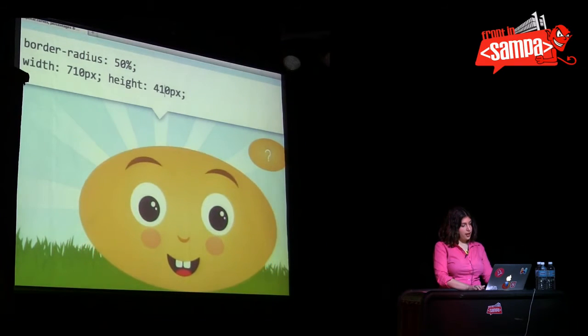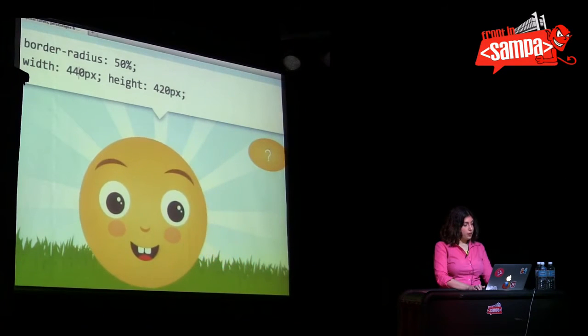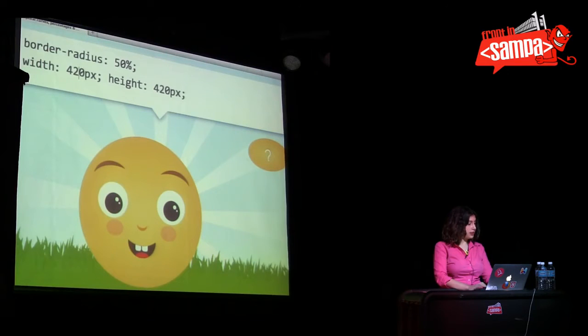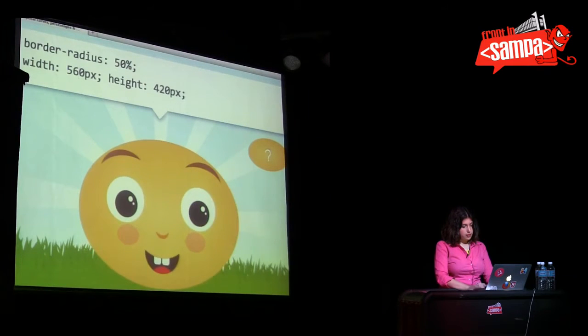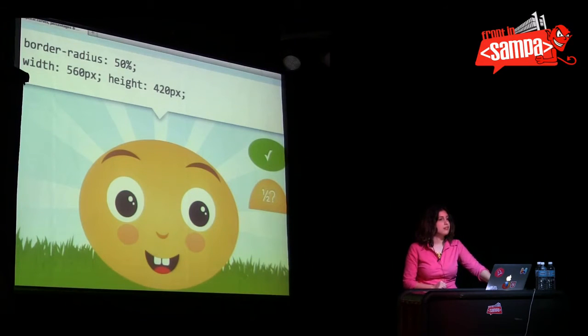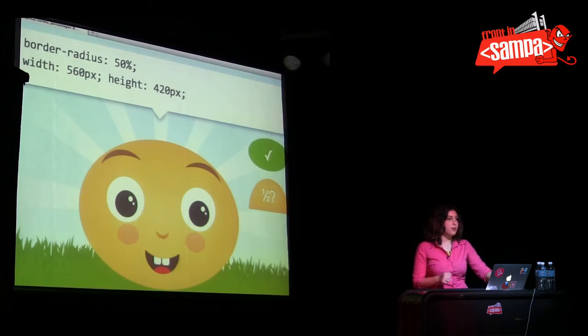And obviously, if the height is the same as the width, you'll have a circle instead of an ellipse, which is what we want in most cases. This is a circle now. So now we know we can make an ellipse. Can we make half an ellipse? Just with border radius? Is it possible?